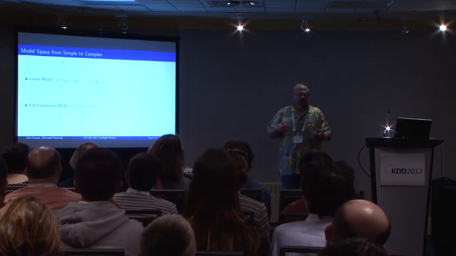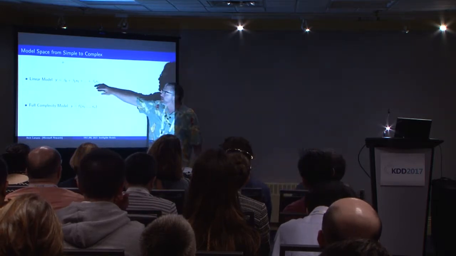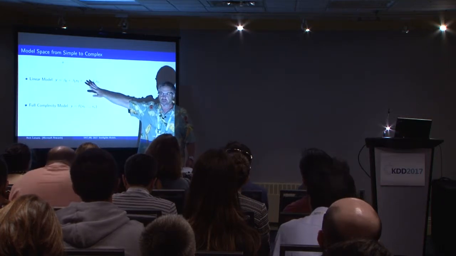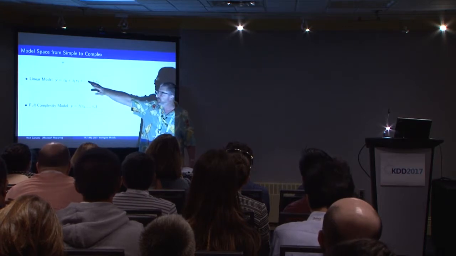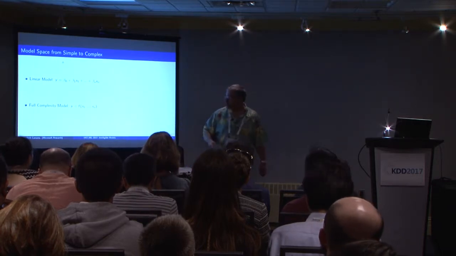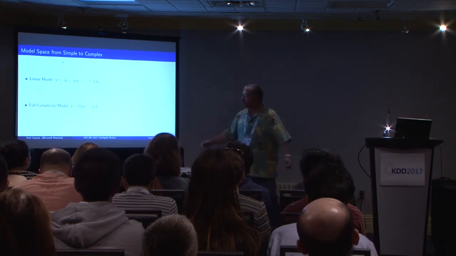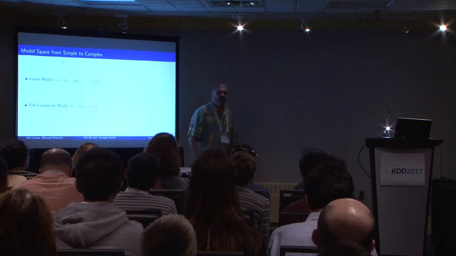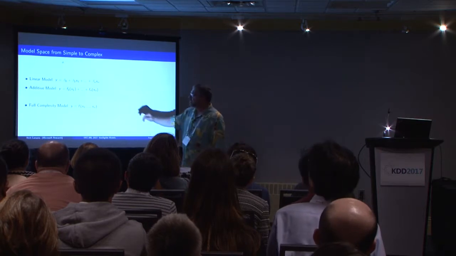So let me go through this space of model possibilities, model complexity. At the easy end, we have things like linear regression, right? So this is a weight times a feature plus a weight times a feature. Very simple model, not all that accurate maybe, but very intelligible. At the other extreme, we have these full complexity models. It's just some function of all the available features. Okay, so that could be anything. That could be a deep neural net, boosted trees, random forests. Okay. Fortunately, there's a space in between, and one of these is additive models.